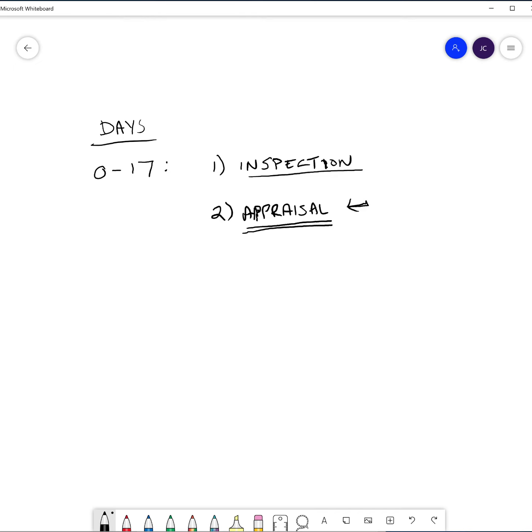So again, 17 days to get the inspections done and the appraisal done. What this means is, as soon as your contract is started, on day 0, as soon as it gets accepted, you want to order all inspections and all appraisals. You want to do that immediately. The reason why we want to order these on day 1 is because we want them done with enough time that we get our findings back before day 17.